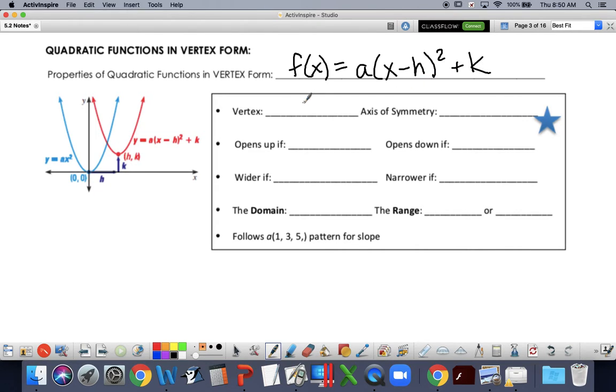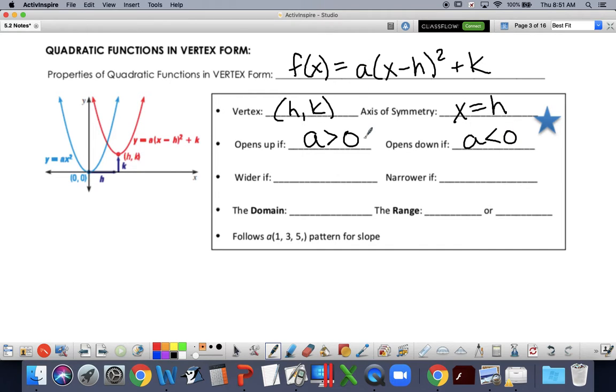Now to be able to pull out the actual vertex value, it is h and k. And notice there's a negative sign in here, so that tells me I take the opposite of h. Therefore, because my vertex is at (h, k), I already know where my axis of symmetry is. It is x equals h, and that h, whatever that number will be, is the opposite of what's in the parentheses. It will open up if a is greater than 0, it will open down if a is less than 0.